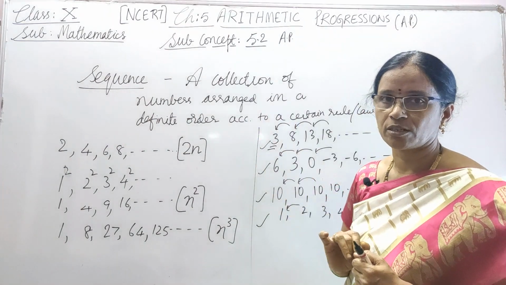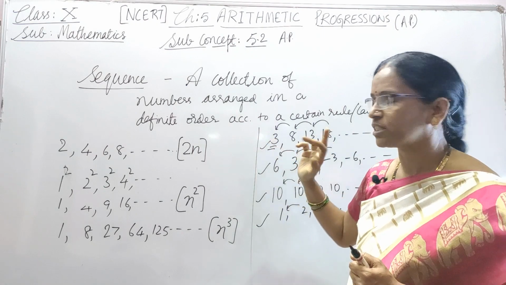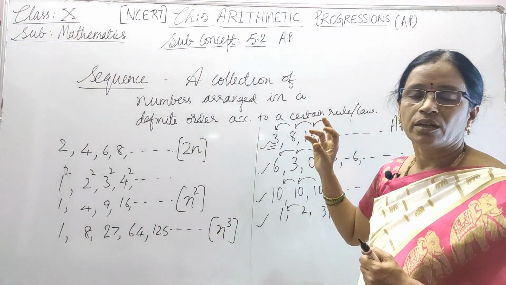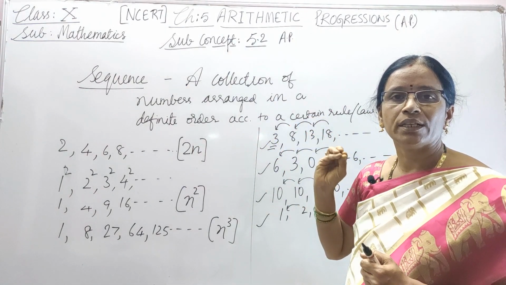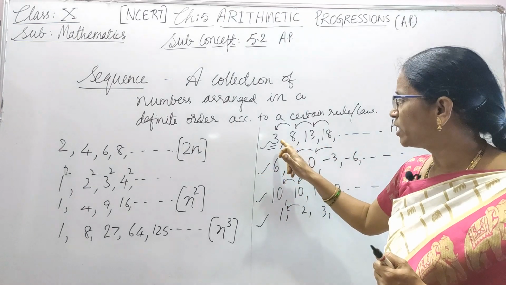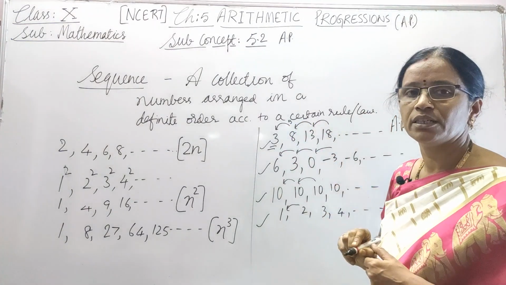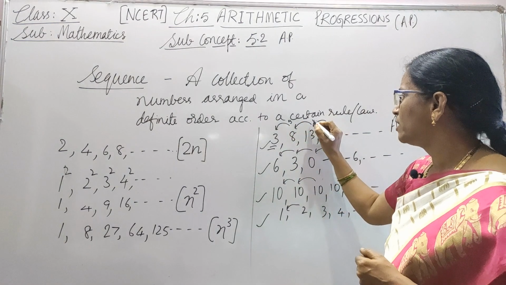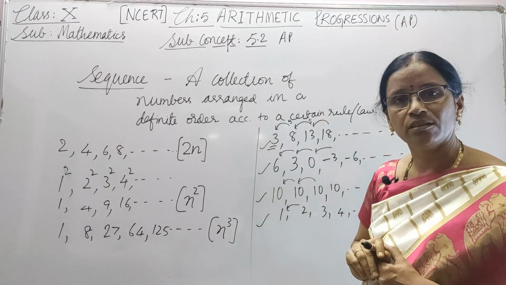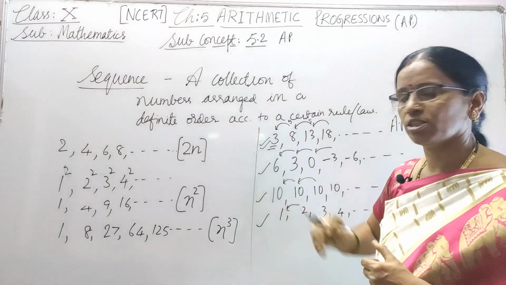Except the first term. We are not adding anything to the first term. The first term is always fixed. We are always adding a fixed number to get the next term. Isn't it? So here I am adding the fixed number. What is the fixed number? 5. I am adding here. 3 plus 5, 8. Again 8 plus 5, 13. Like that. Isn't it? So this is an arithmetic progression.